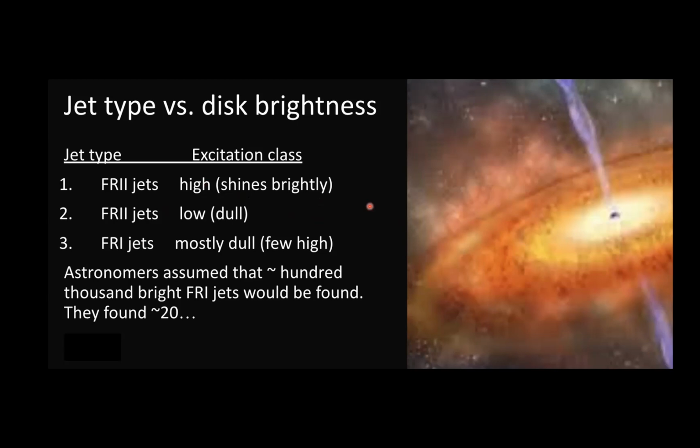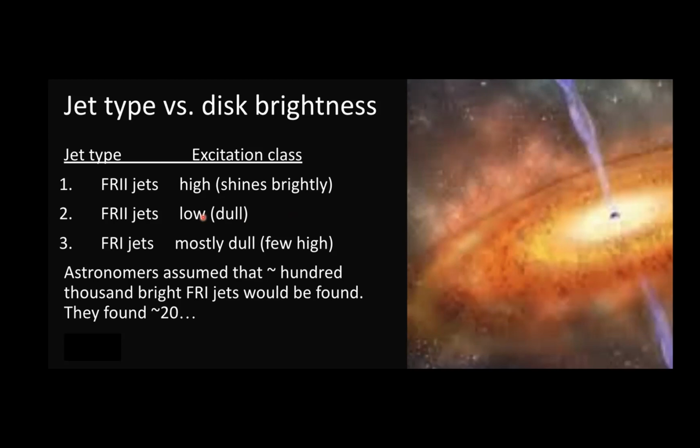So let's look at FR1 jets, and there we see that it's mostly these dull accretion disks. So that's somewhat interesting, but it's actually not exclusive. You do have some FR1 jets that are coming from very bright disks. And so what's the reason why we haven't seen these? Some decades ago, astronomers thought, okay, but these FR1 jets are a little bit less powerful. Maybe we're not seeing them. They're formed at earlier times. And we'll see them eventually.